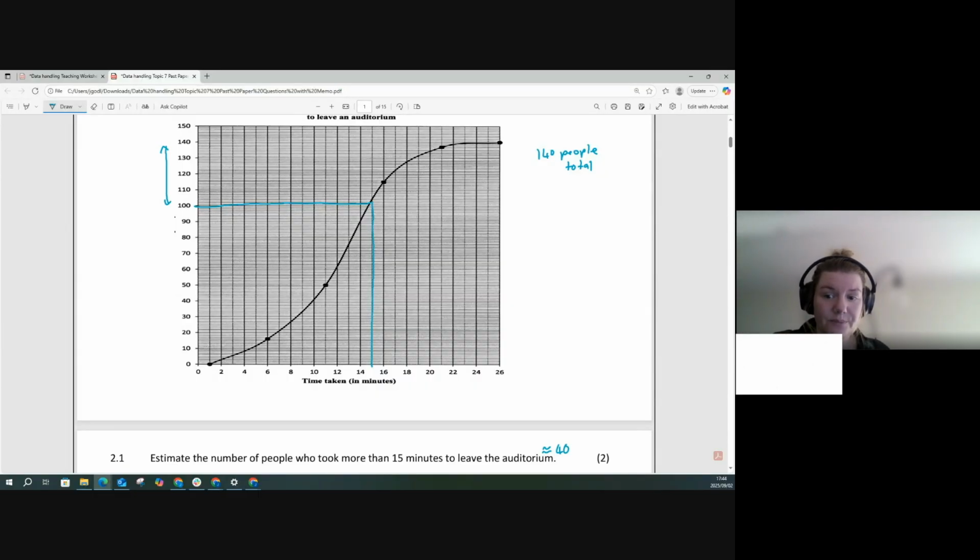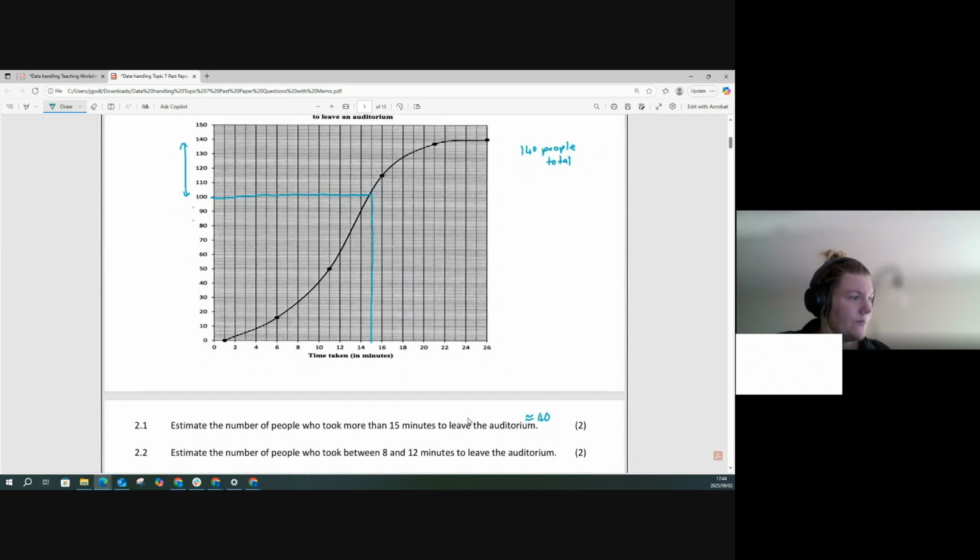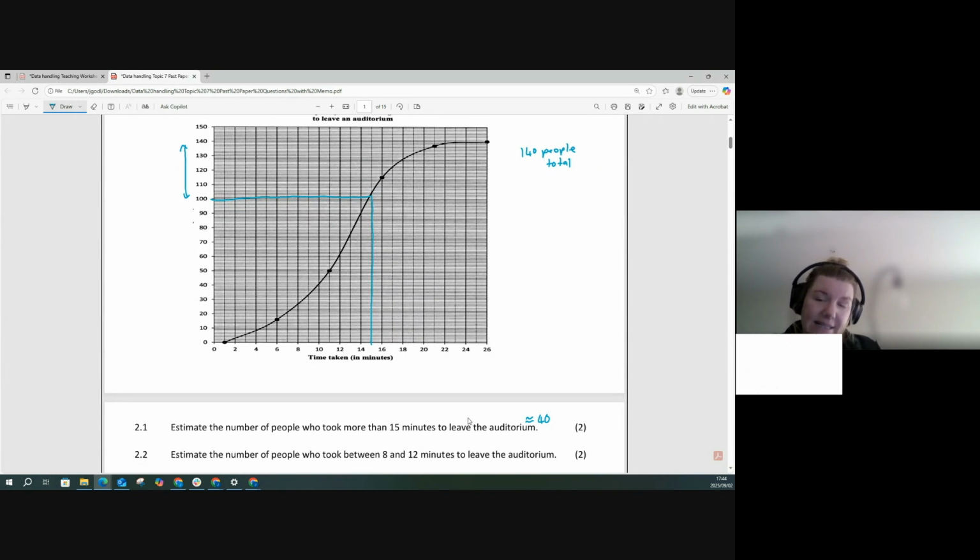Does that make sense? Okay. Estimate the number of people who took between 8 and 12 minutes to leave the auditorium. Yeah, no, that's fine. I know it's difficult to read off these graphs off your screen. We'll do one just now where you can draw it, and then it'll be in front of you. So I think it'll be a bit easier.